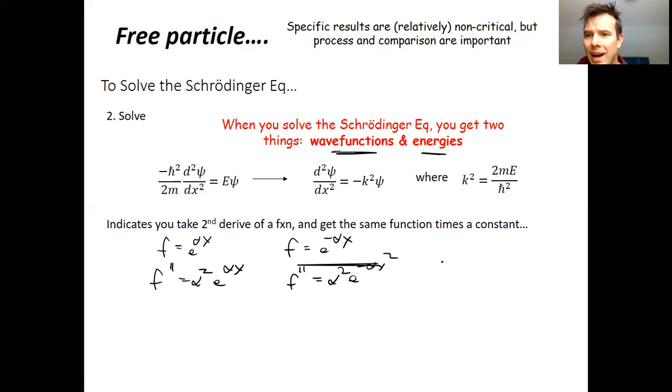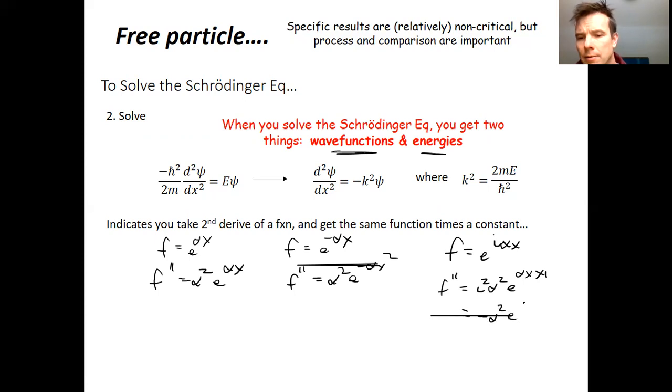Right? Well, here's the answer. You insert i alpha x. If I insert an i, the square root of -1, the second derivative of this function is i squared alpha squared e to the alpha x. Right? i squared is -1, so this is e to the minus i alpha x. Right?